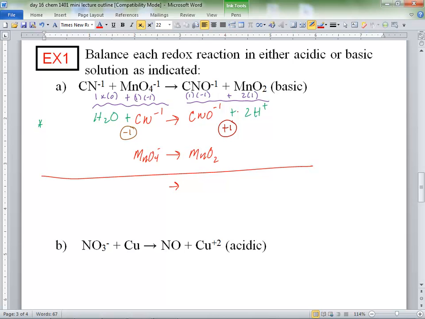We're on the step where it says balance the charge by adding e negatives to the most positive side. Which side is the most positive? The products or the reactants? The products. Okay, so right away I write plus e negative. How many of those negatives do I have to add to that most positive side so I'll have the same charge on both sides? Anybody?